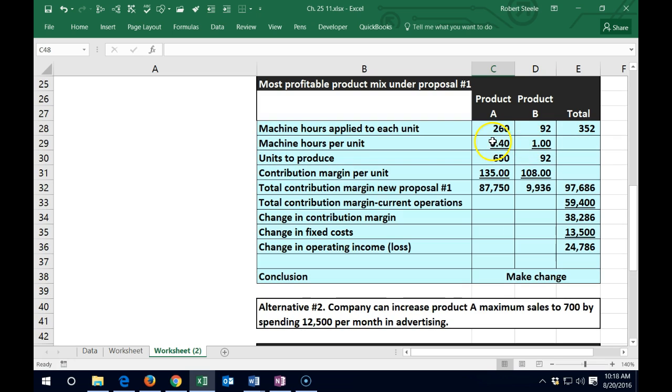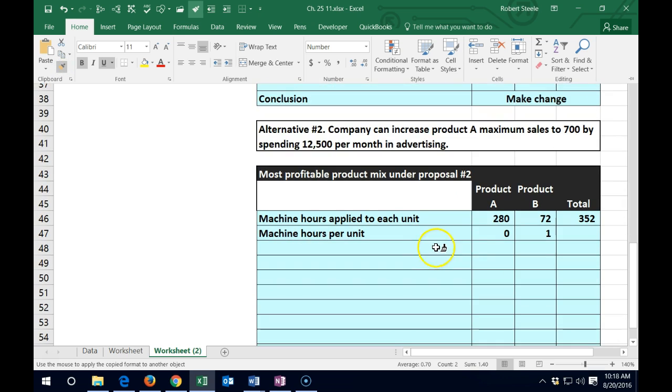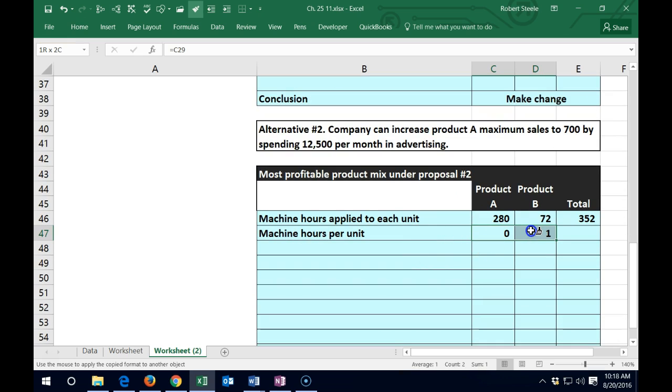And I'm going to format paint that. I'm going to highlight these. I'm going to go to the Home tab. We're going to paintbrush that. We're going to bring that down and paintbrush. We're going to add decimals and underline there.